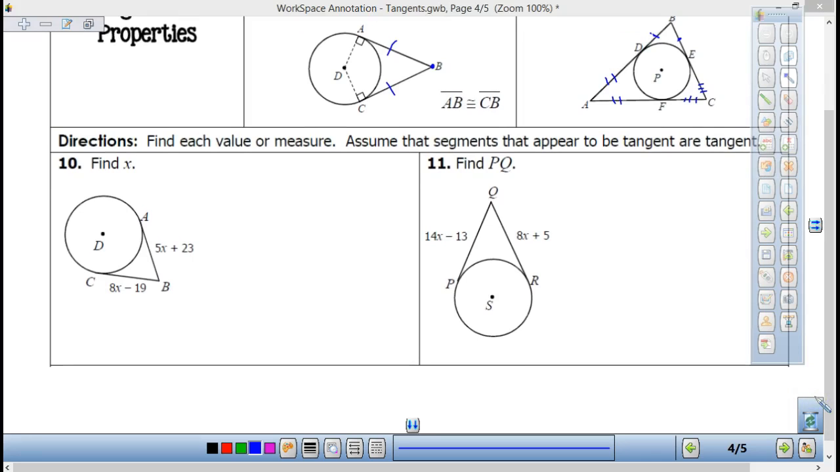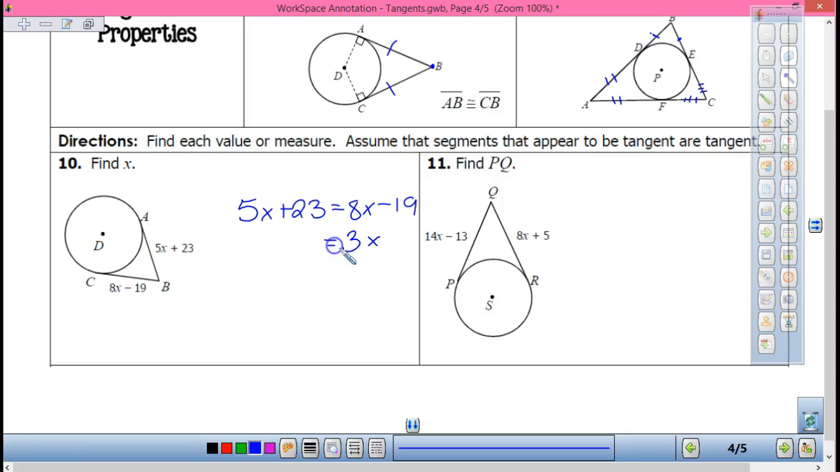Okay, so number 10, if my two lines are tangent, what do I know about those? They're going to be equal to each other. So 5x plus 23 equals 8x minus 19. So 3x equals 42, making x 14. Okay, if they wanted segment AB, what would I just have to do? Yeah, I would just plug it in. Okay, and that's what they're doing here in 11.